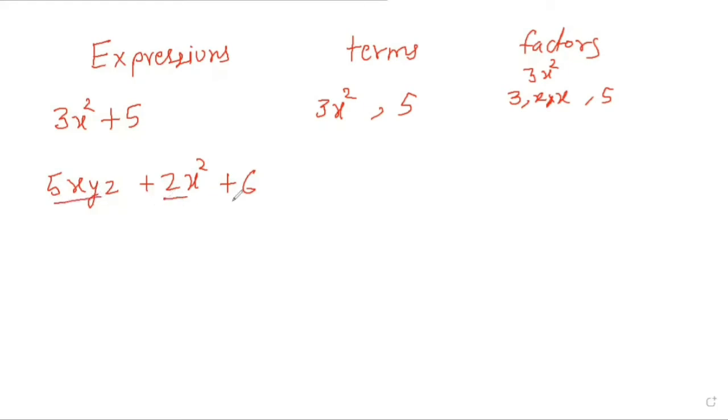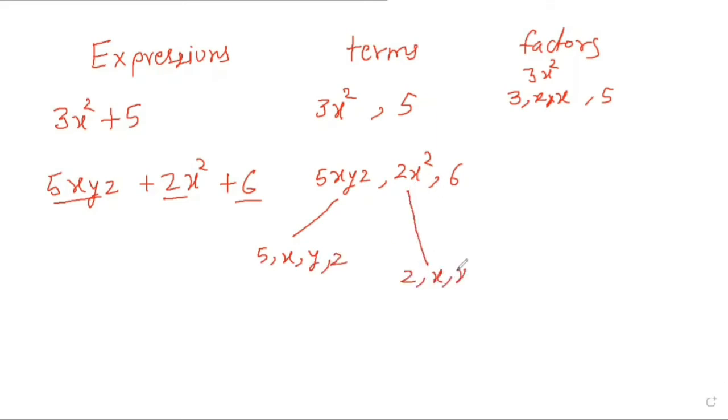Okay. Now, here how many terms are there? 5xyz, 2x square and 6. So we have 3 terms. So the terms are 5xyz, then we have 2x square, and then we have 6. These are the 3 terms. If I have to talk of the factors of 5xyz, the factors are 5, x, y, and z. The factors of 2x square are 2 into x into x, and factors of 6 can be written as 2 into 3 into 1. Okay, children? Understood?